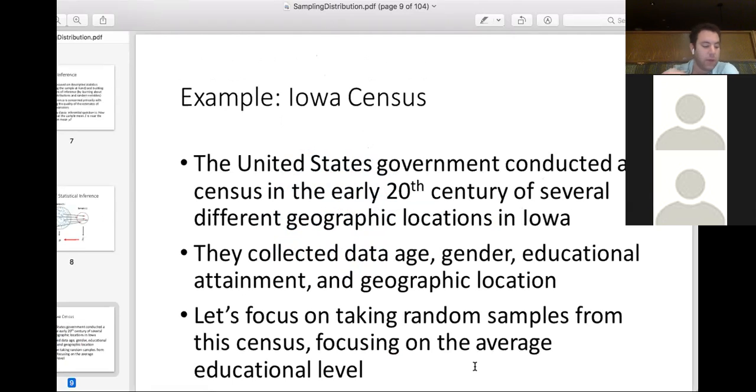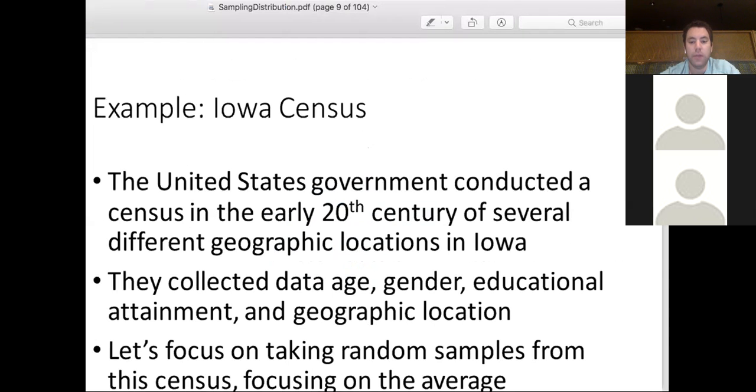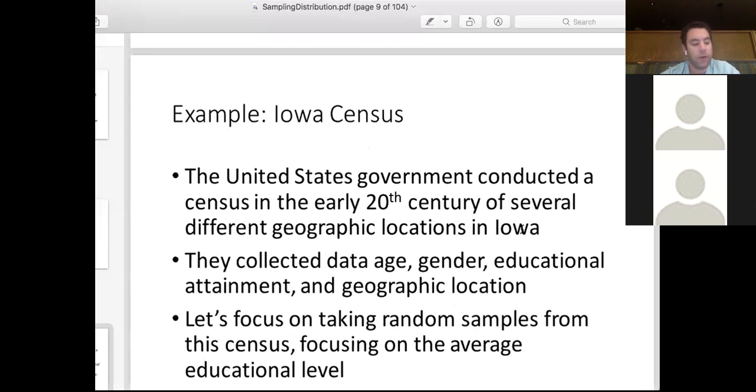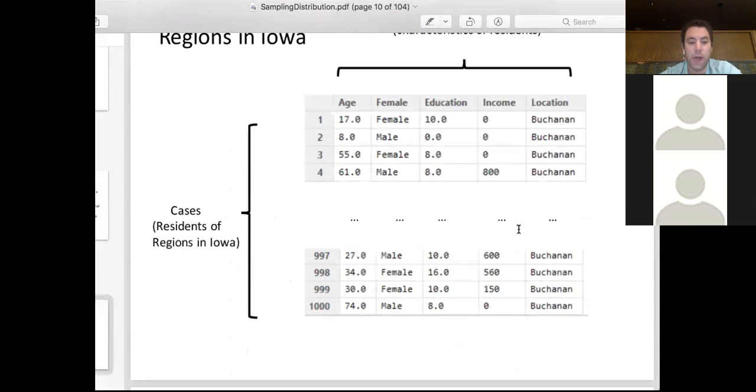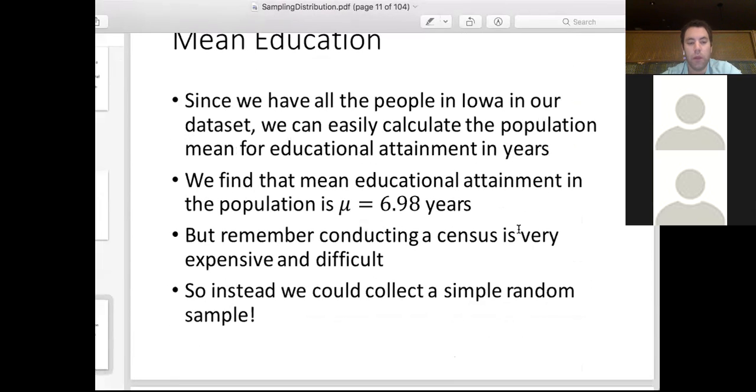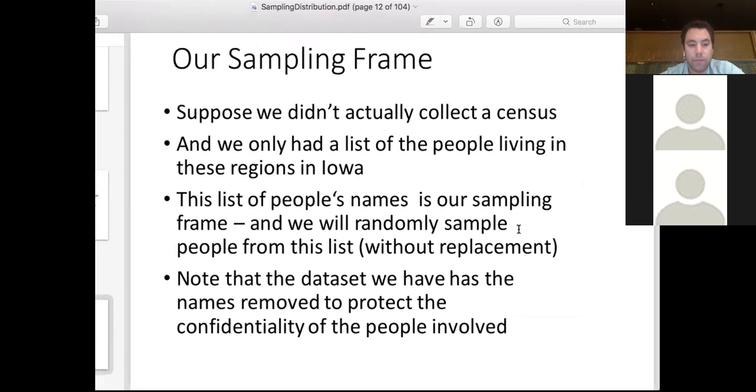And just to use an example, we're looking at census data here, the Iowa census in the early 20th century. And we're looking at different variables, including age, gender, education, and geographic location for our participants here. And we can try to calculate what the mean education year for the population is. Since we have the data in R, we can simply find the population level quite easily. And we find it to be about mu of 7.